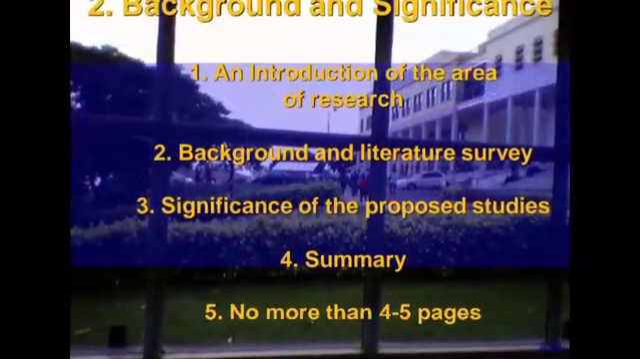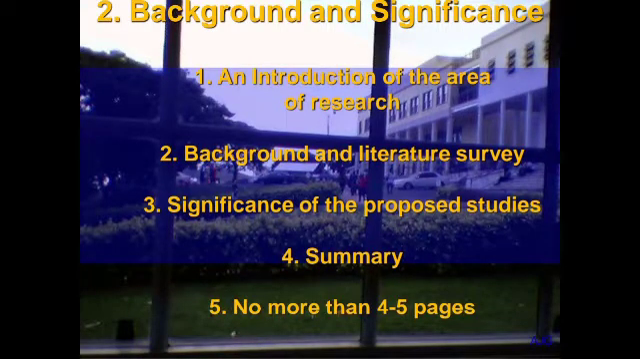The second section of the grant proposal is background and significance, and this should include an introduction to the general area of research you are addressing. It should also include a survey of the latest and most recent literature and background in that specific area. And thirdly, it should include a discussion of the significance of the proposed studies and how it will increase the knowledge base or how it might lead to new applications as an outcome of this research. And fourthly, a summary or some kind of a model can be proposed at the end of this section.